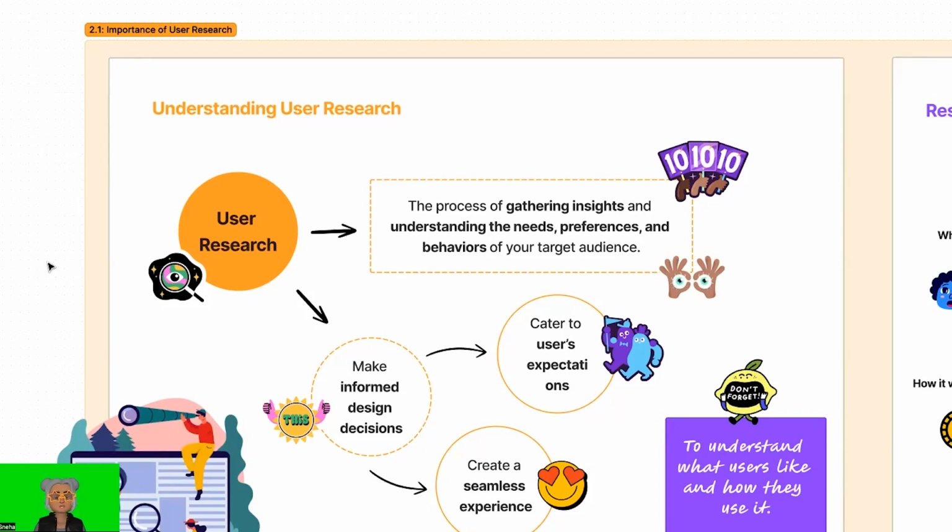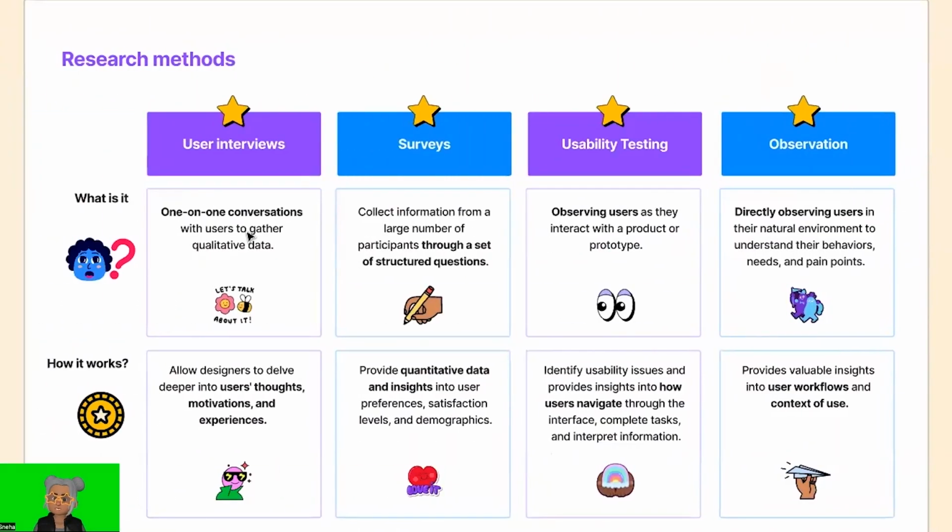Now, there are several user research methods that can be employed, including user interviews, surveys, usability testing, and observation. So, interviews involve one-on-one conversations with users to gather qualitative data. They allow designers to delve deeper into users' thoughts, motivations, and experiences. And interviews can be conducted in person, over the phone, or even through video calls. Surveys involve collecting information from a large number of participants through a set of structured questions. They provide quantitative data and insights into user preferences, satisfaction levels, and demographics.